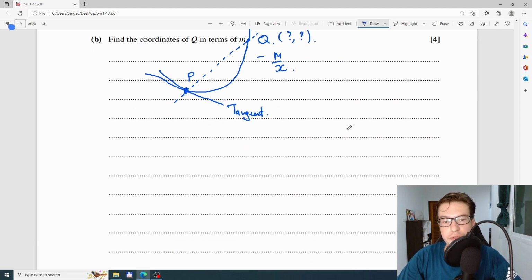And Q is what we are looking for. Okay, to start with, we already know the coordinates of P in terms of m. So P is going to be minus 1 and m.